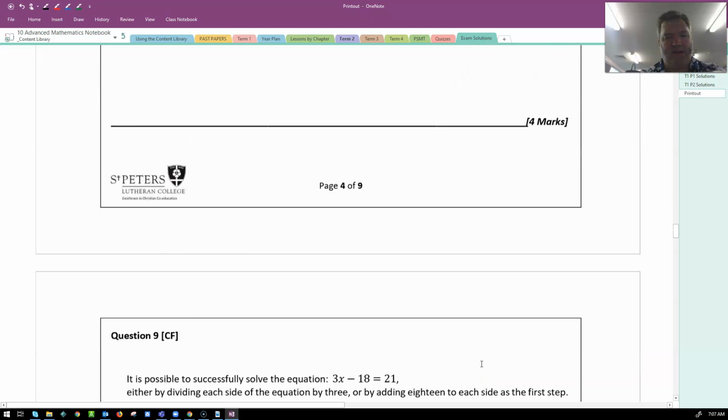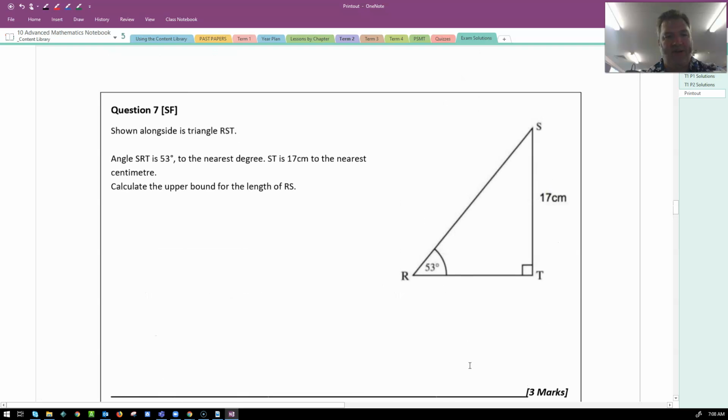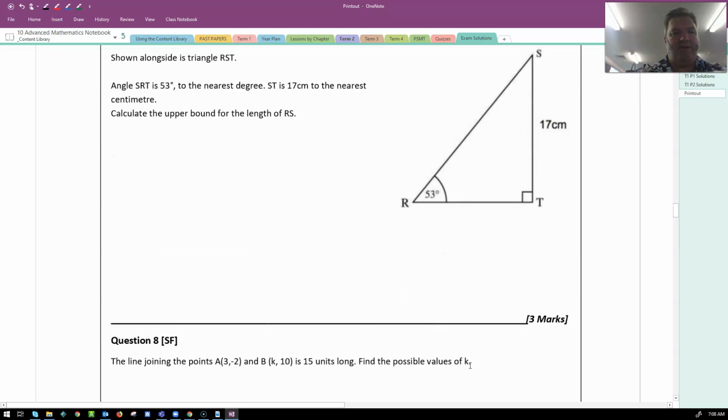Alright, I think these are the last two simple familiar questions. I might stop the video after that one and start a new one because this one's going on a bit. But we'll do the last two. Angle SRT is 53 degrees to the nearest degree. ST is 17 centimetres to the nearest centimetre. So someone's done some measuring and they've rounded or estimated their values.